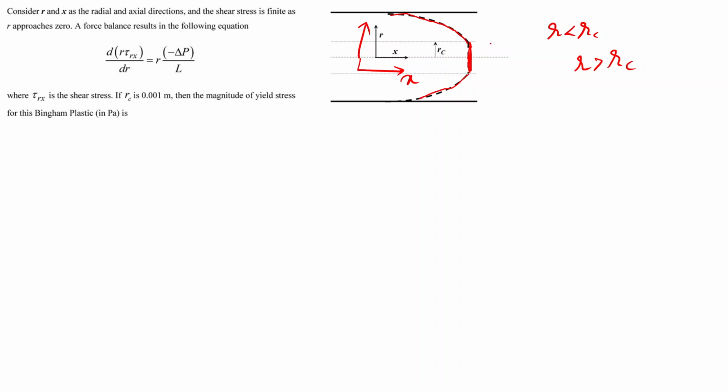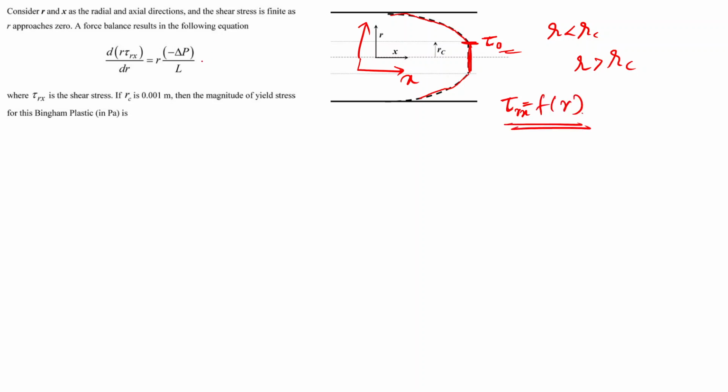That implies that beyond RC, the shear stress is sufficient for the Bingham plastic to flow like a fluid. That implies that at R equal to RC, there is a yield stress above which the Bingham plastic will start to flow. So basically we have been asked to find the shear stress at RC, that is the yield stress tau naught. For that we need to find the relation between the shear stress tau Rx with respect to R. This tau is a function of R.